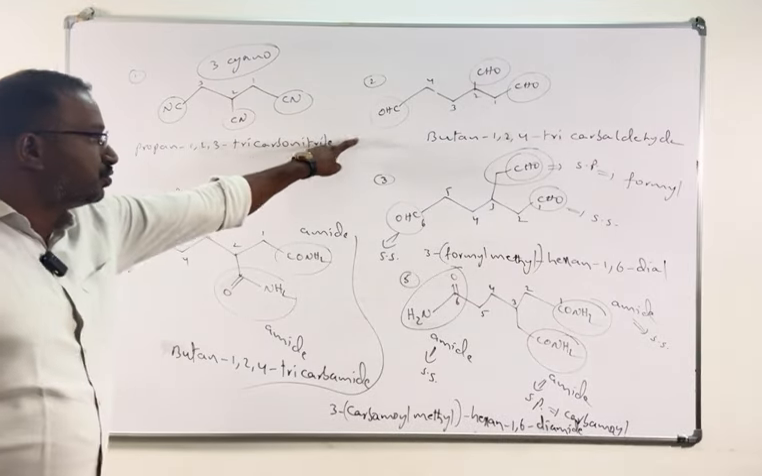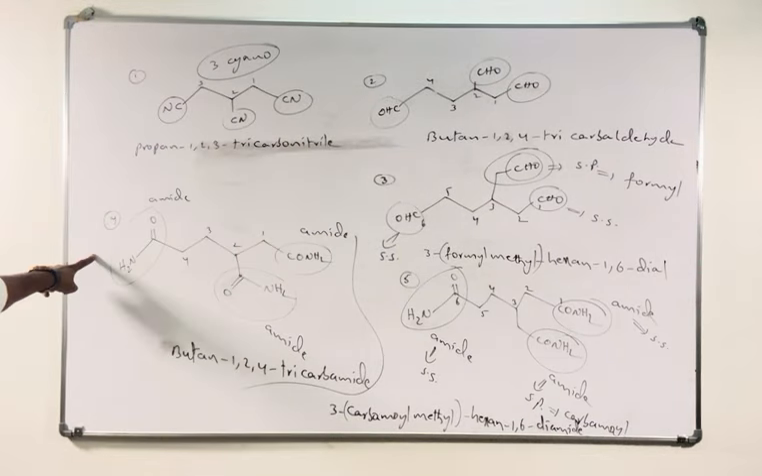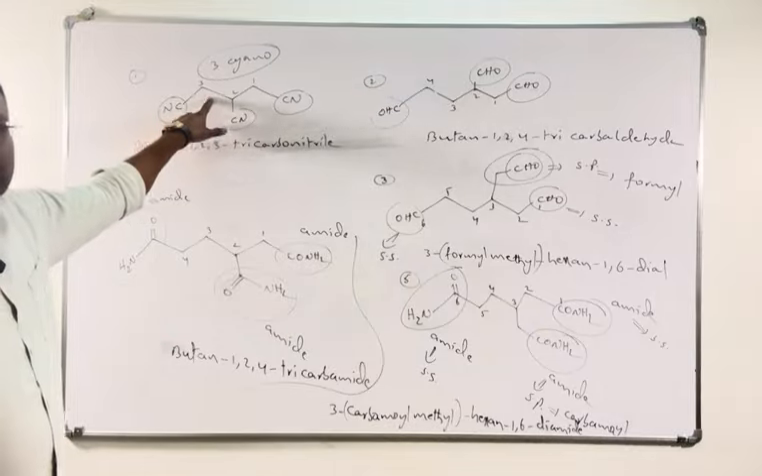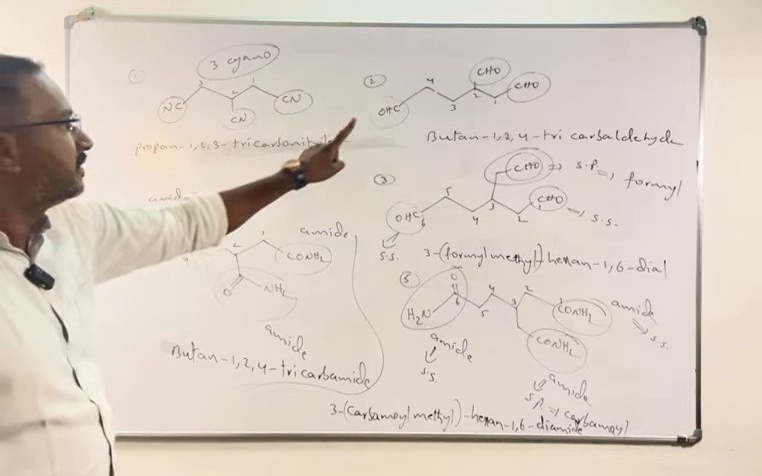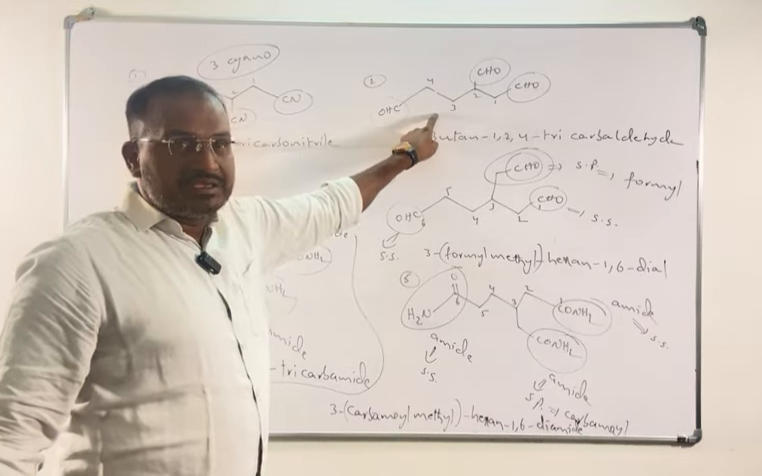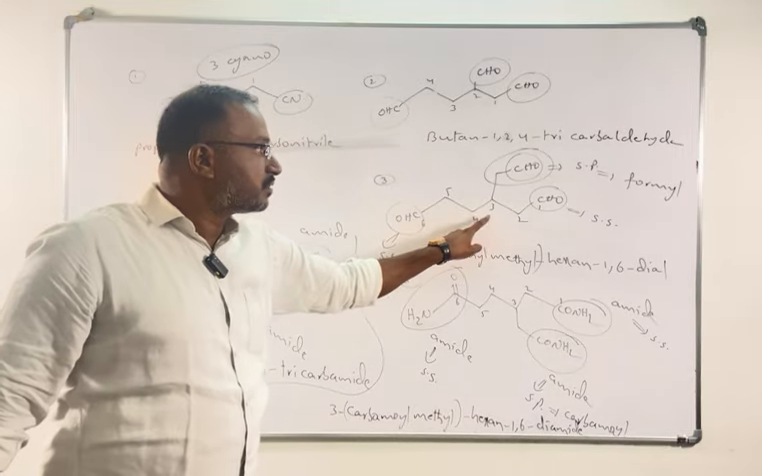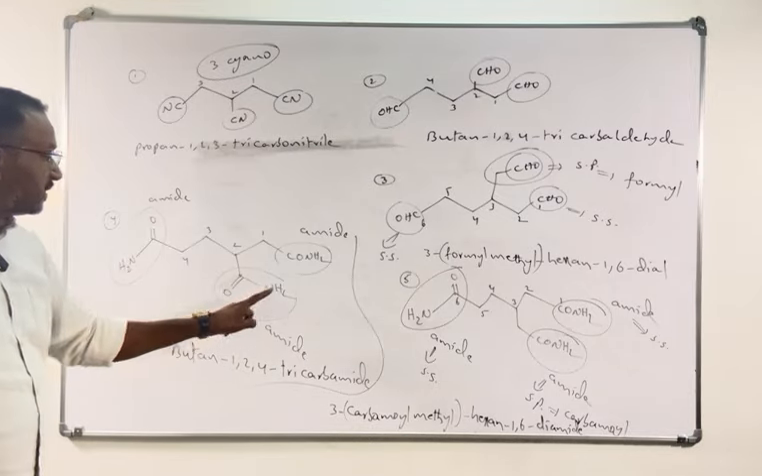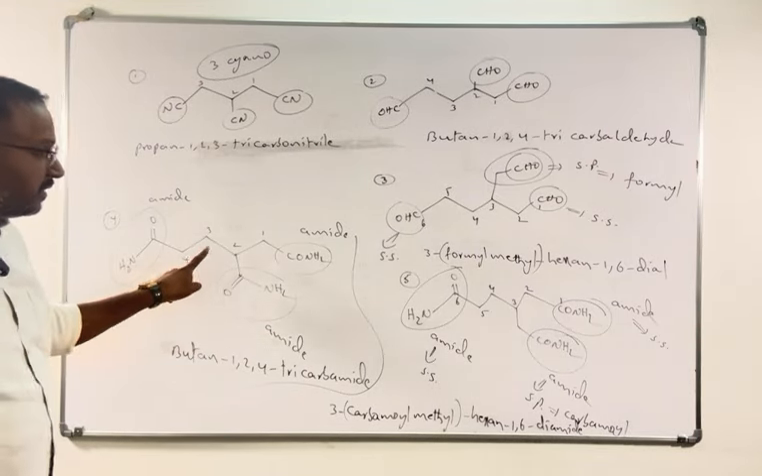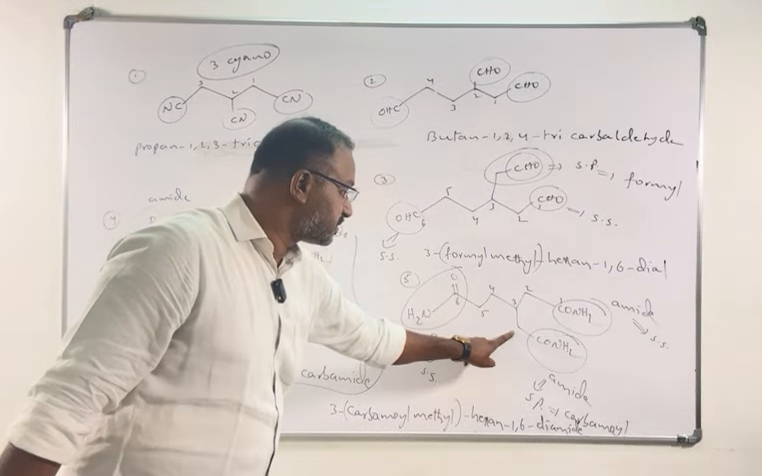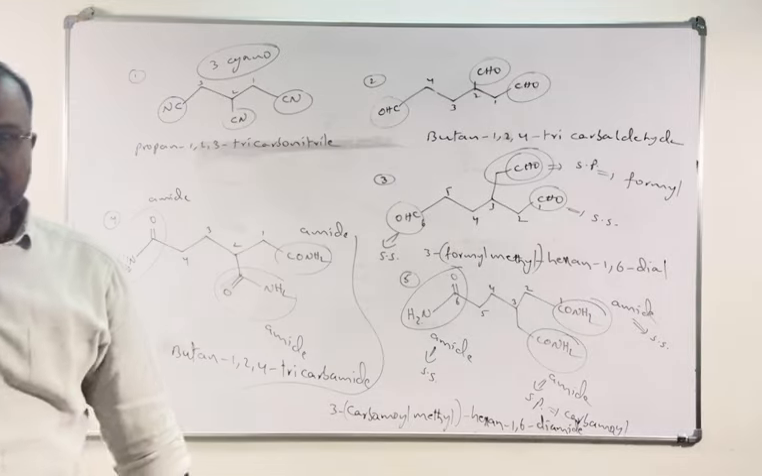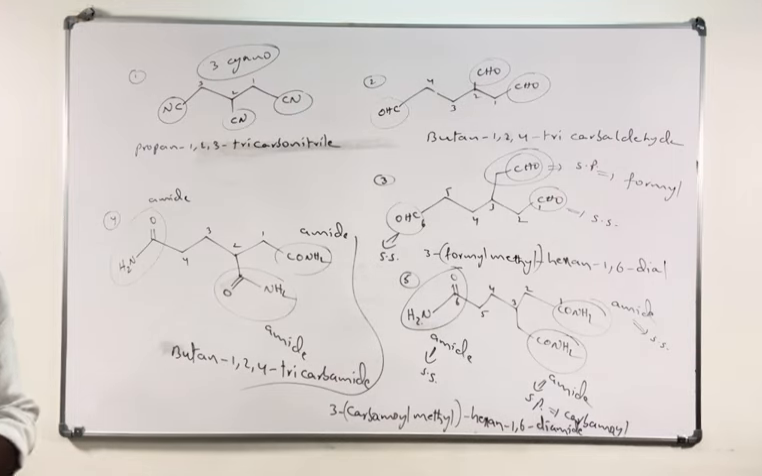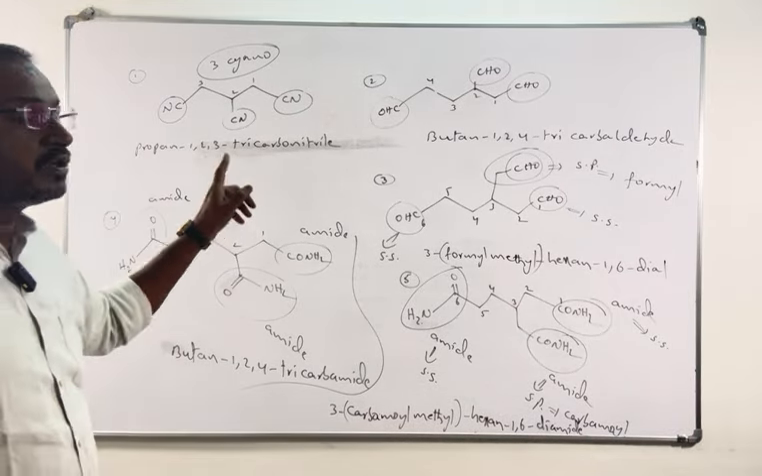1, 2, 3, 4, 5. 3 same groups attached to the main chain. Here 2 groups are attached to the main chain and 1 is attached to a substituent. Here 3 functional groups are attached to the main chain, but here 1 is attached to the side chain and the remaining 2 are attached to the main chain. If it is like this, we have to say the names of organic compounds according to IUPAC.